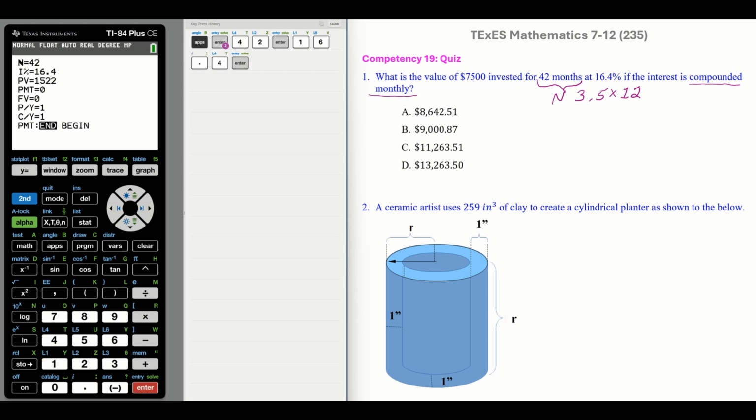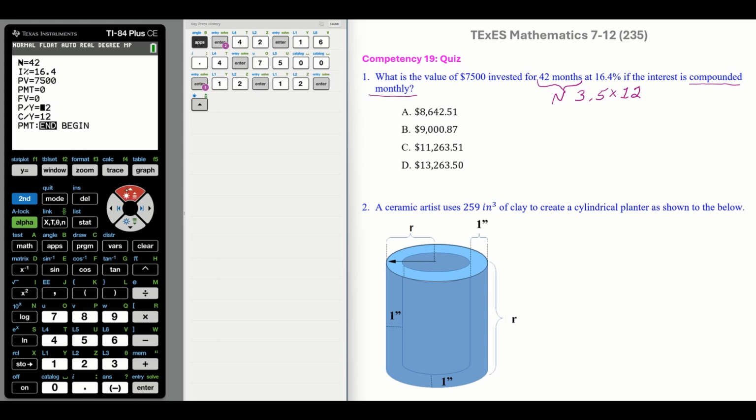Don't move the decimal. Now, our present value is $7,500. Push enter. It mentions nothing about payments during this time period, so just leave the 0. Future value, leave 0 as a placeholder because that's what we need to find out. Okay, now, how many times is it compounded? Well, it tells us monthly. Well, that's 12. So push 12, enter, 12, enter.